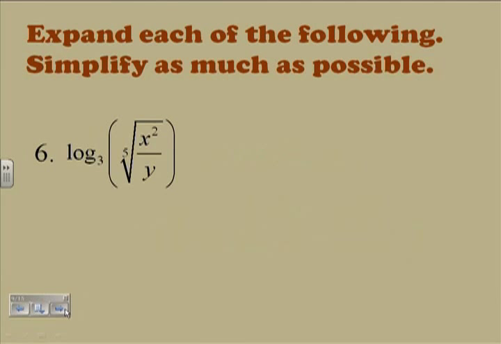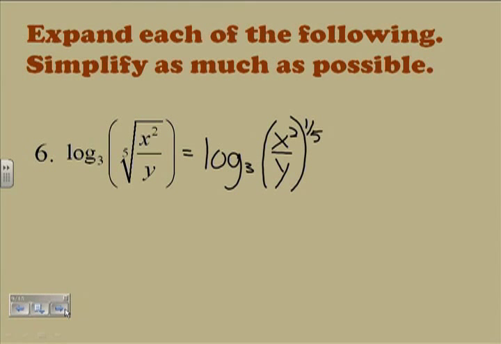Hey, do you notice that in this case, that index of 5 on the root is overpowering everything? So this is saying log base 3 of x squared over y, all of it raised to the 1/5. Because of that, now you really have two options here. Because of this, I can bring that 1/5 down at the very beginning. Now the other option, and some of you might say you like it better, and that's fine.